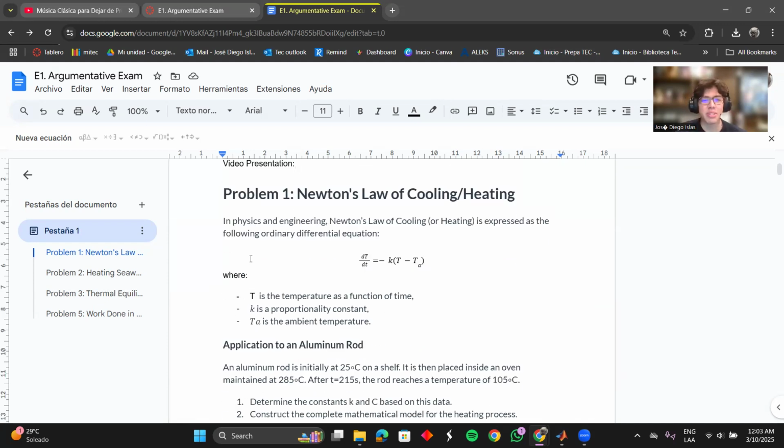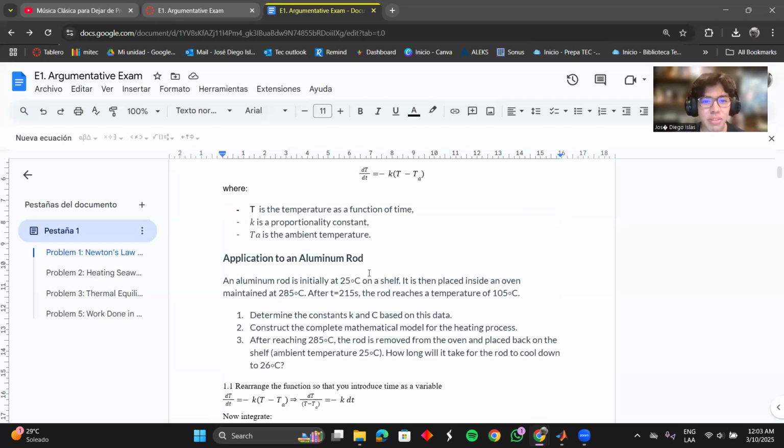First of all, let me start with problem one, Newton's law of cooling, where they give us Newton's law of cooling. Here it is. And what is asked of us is to derive this in order to get a function of temperature over time, you know?